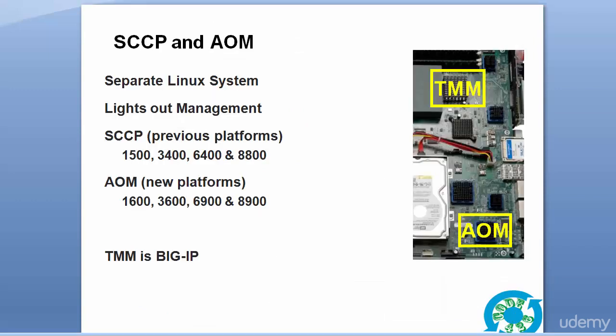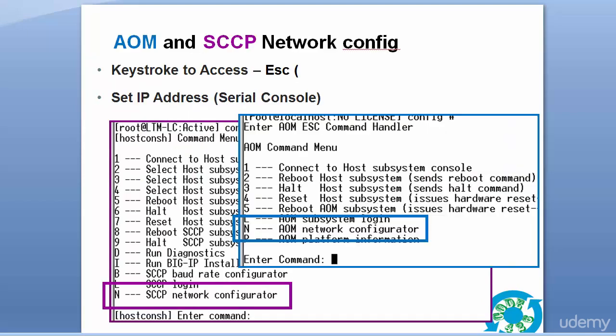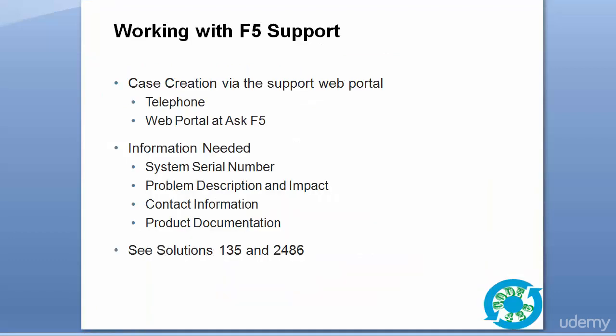SCCP and AOM should be given an address as part of installation. Subsequently, admins can attach to the box from a remote location even when TMOS is rebooting. Older systems, 1500s, etc., have SCCP. Newer systems, 1600s, etc., have AOM. Regardless, network settings can only be set when connected via serial console. If you ever need F5 support, have the serial number and product model of the device handy.